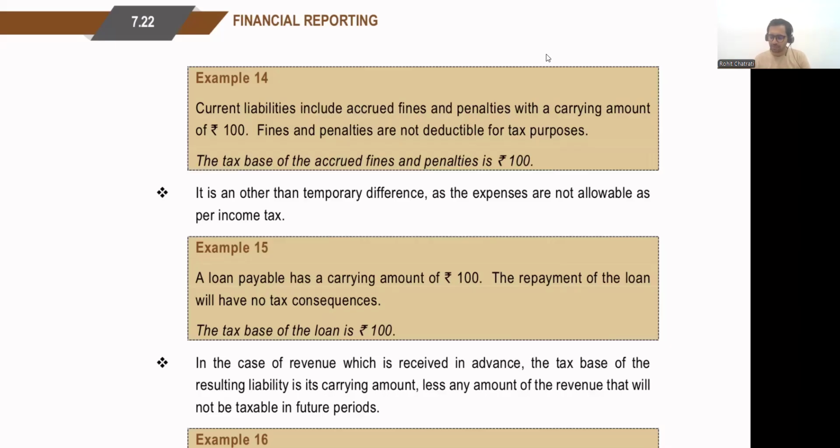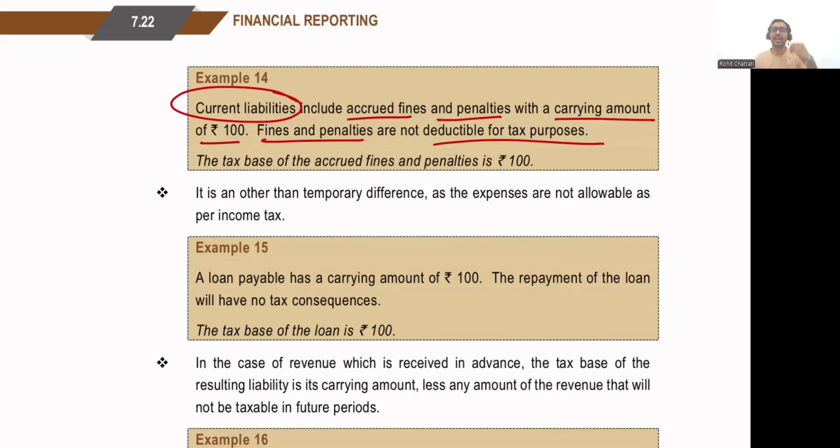Let's now look at example number 14. Current liabilities include accrued fines and penalties with a carrying amount of rupees 100. The fines and penalties are not deductible for tax purposes. All right. So the question is mentioning that the current liabilities include accrued fines and penalties of 100 rupees.